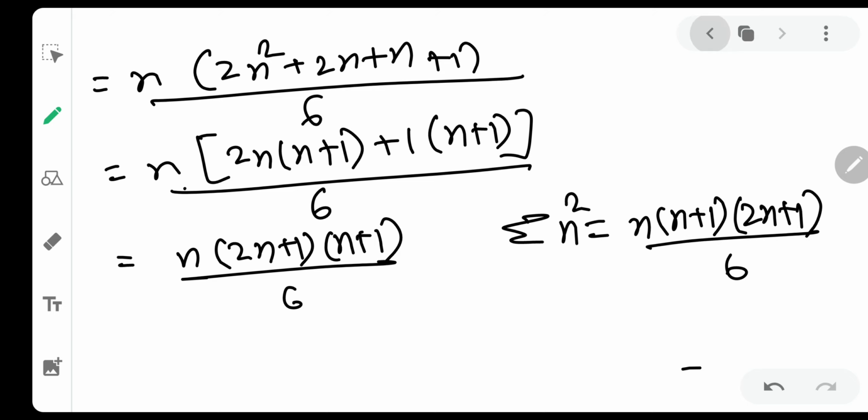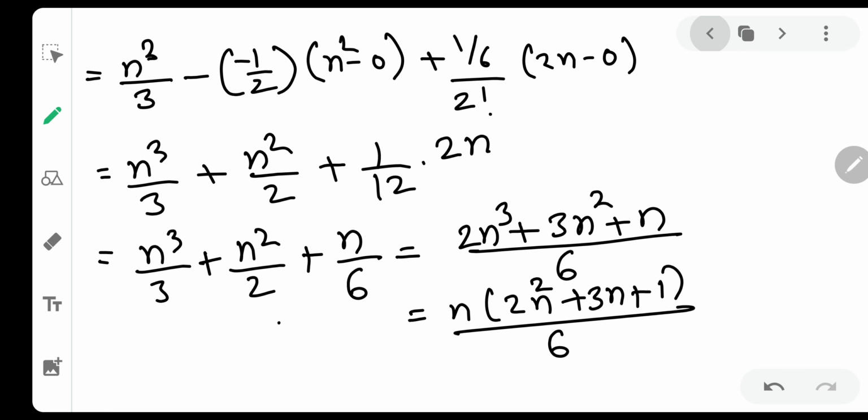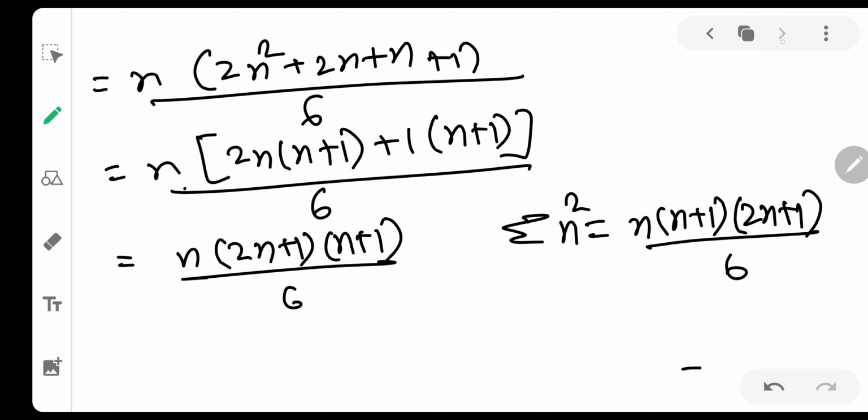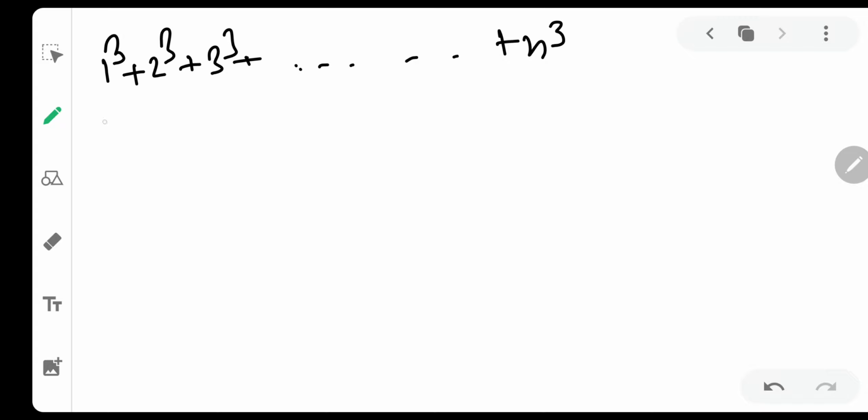Now if you are very good with the practice of this type of sums, then you can derive the formula within half a minute. It is very easy to derive. Okay, now what I am trying to do is apply the same formula for the derivation of n cube. Let us see. 1 cube plus 2 cube plus 3 cube up to n cube. Okay, so that will be what you call fn as n cube.